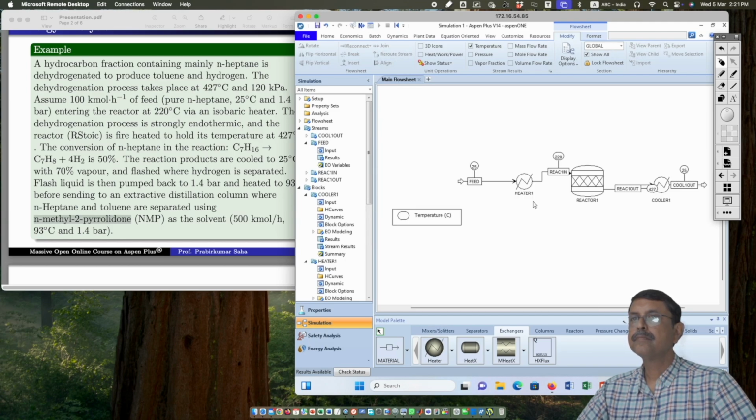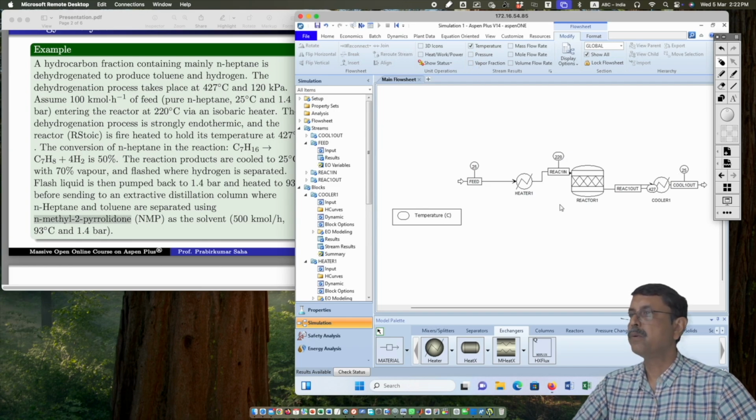Okay, and cool out to 25 degrees centigrade. Okay. And if we check the pressure or vapor fraction, it is 0.7. Okay. If you see molar flow rate, okay, let us not use pressure over here. Vapor fraction is okay. But for the time being, temperature is only okay.